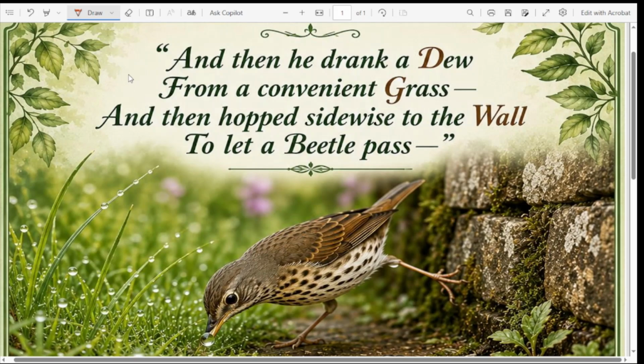Bismillahirrahmanirrahim. Students, this is the second stanza of the poem. A bird came down the walk and then he drank a dew from a convenient grass. This is an important word for you: convenient. Convenient means approachable. And then hopped, jumped sidewise to the wall to let a beetle pass.